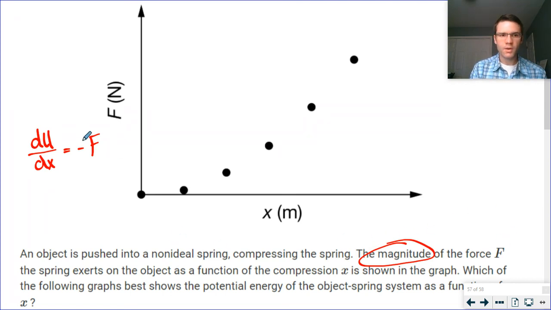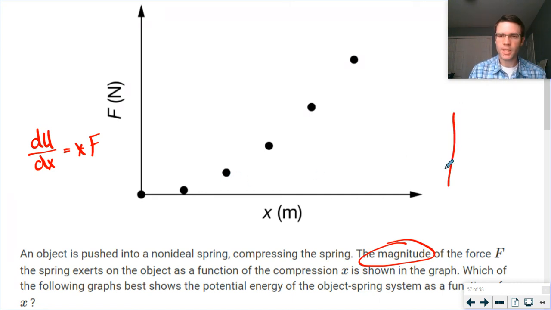So that means that we don't need to worry about this negative sign here. The magnitudes of the force would be just positive values. So the slope of your potential energy graph is going to be equal to the values on your force graph. So what's happening to our slope? Well, it starts out as a really small positive number, and it gets more and more positive as it goes up. So I should have a slope that's positive on my graph.